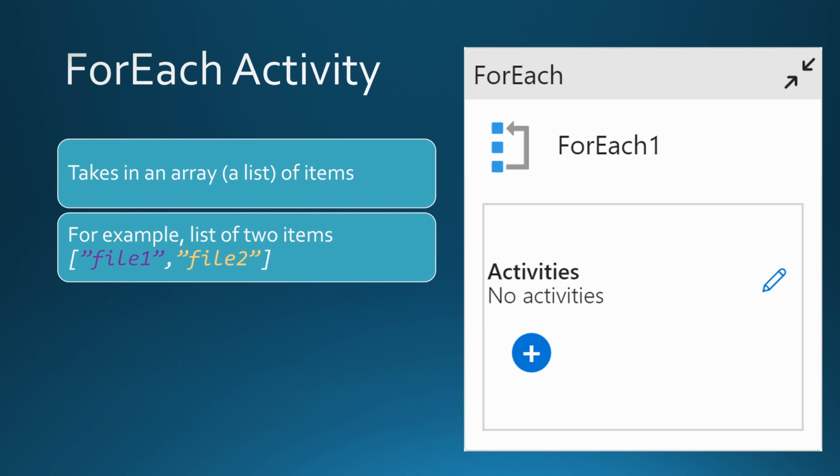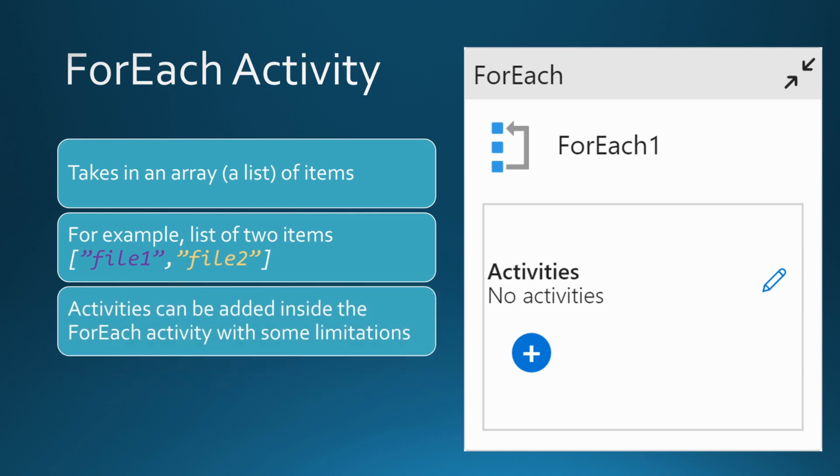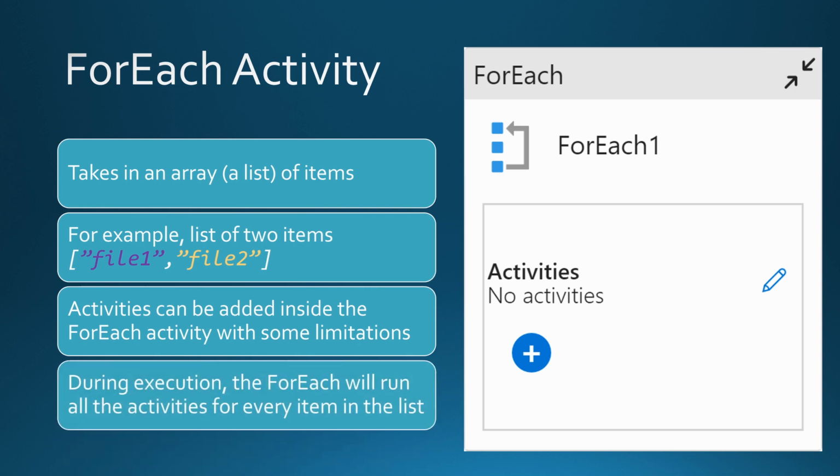Almost all activities can be added inside the Foreach activity, but with some limitations, like that we cannot add another Foreach activity inside another Foreach activity. During execution, the Foreach activity will run all the activities for every item in the list. So basically, if we have a list of 2 items, the Foreach activity will execute those activities 2 times, and if we have a list of 100 items, the Foreach activity will execute those activities 100 times. Now let's check out how the Foreach logic works.